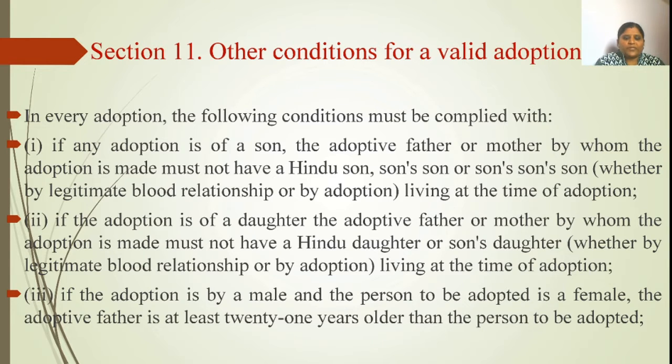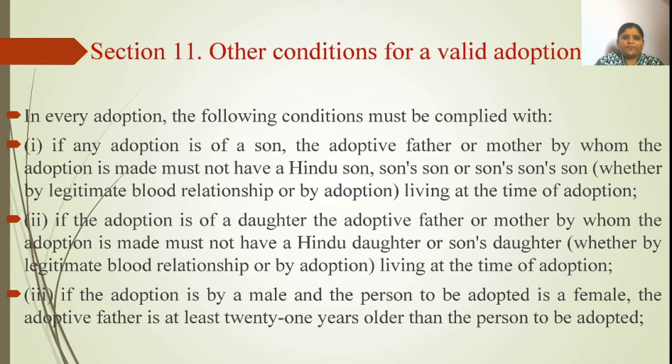Subsection 2 says that if the adoption is of a daughter, the adoptive father or mother by whom the adoption is made must not have a Hindu daughter or son's daughter, whether by legitimate blood relationship or by adoption, living at the time of adoption. So, subsection 1 deals with son, subsection 2 deals with daughter who are to be taken in adoption.